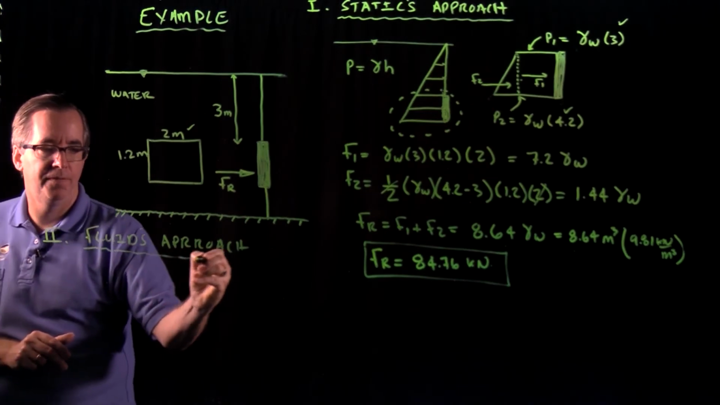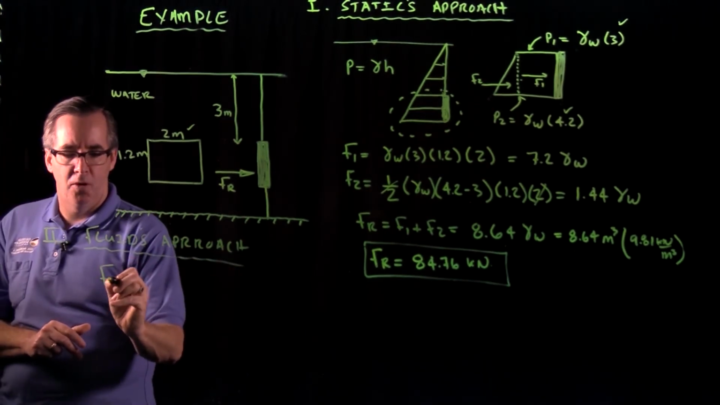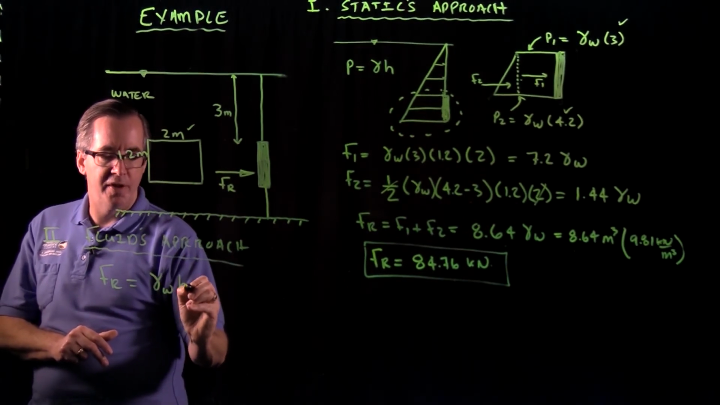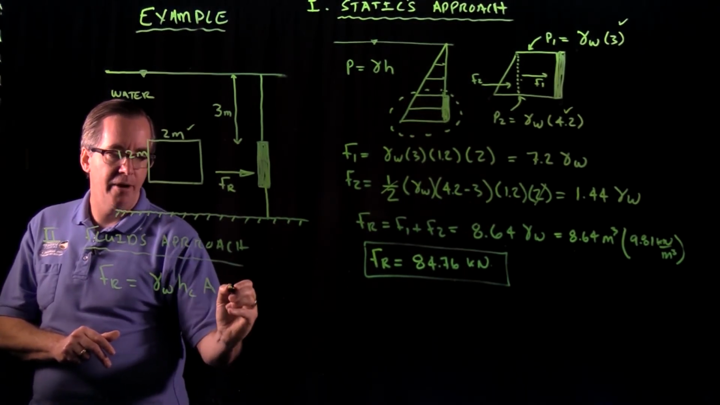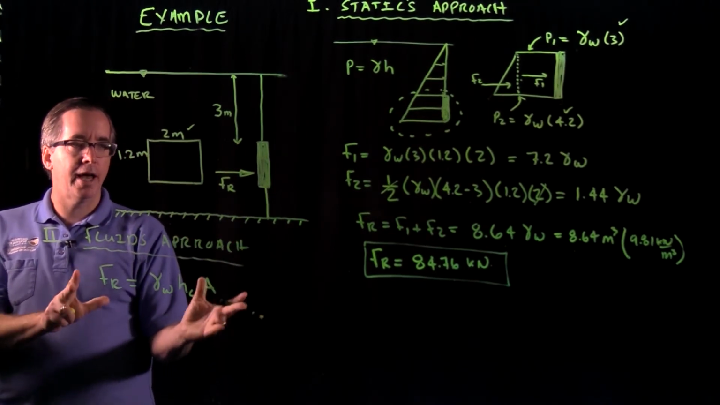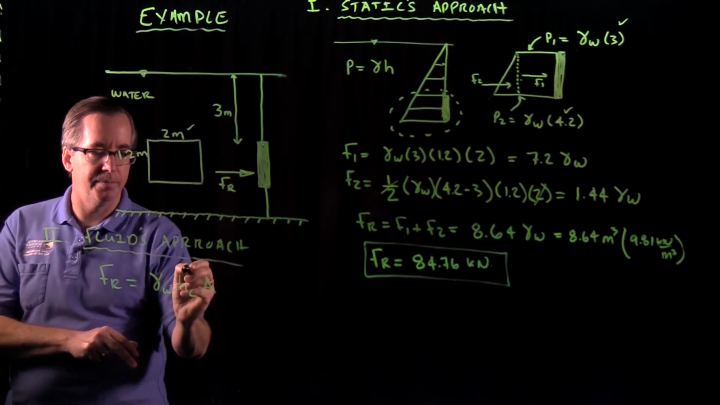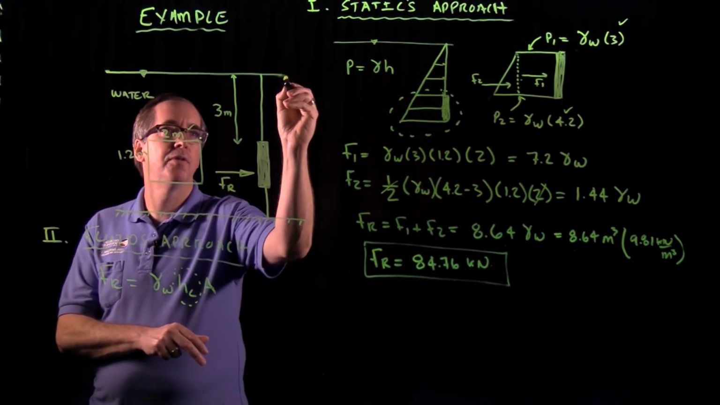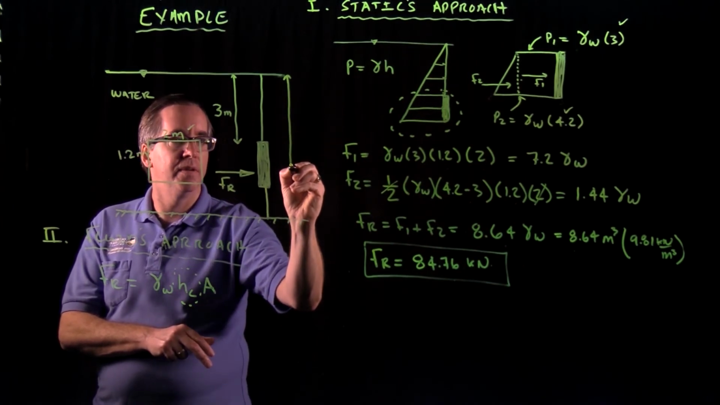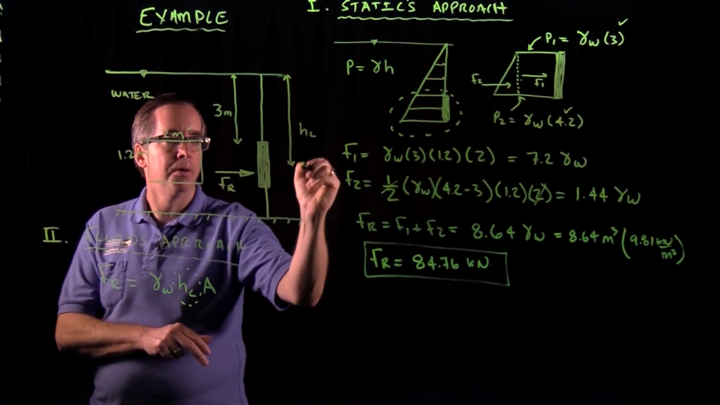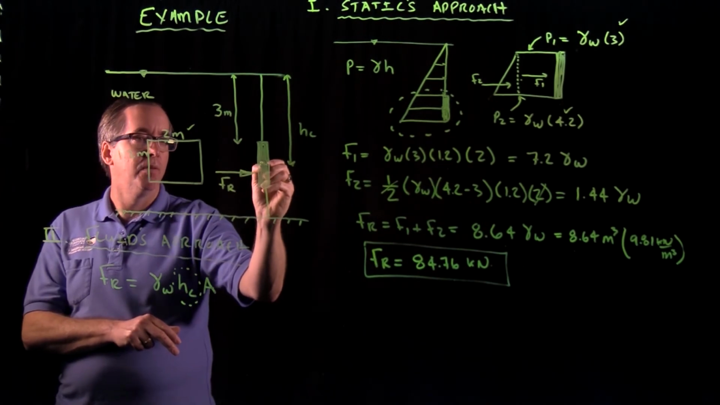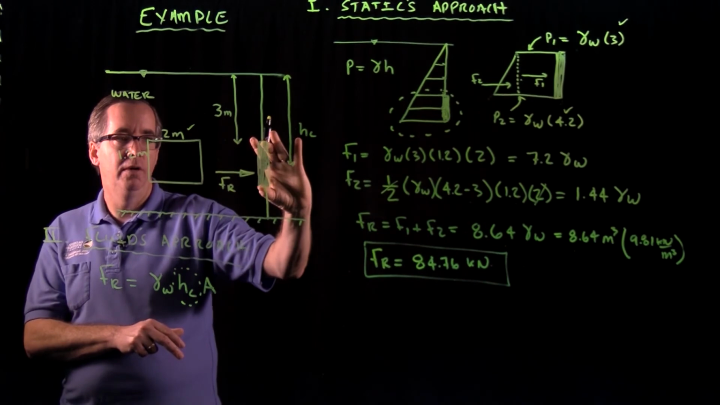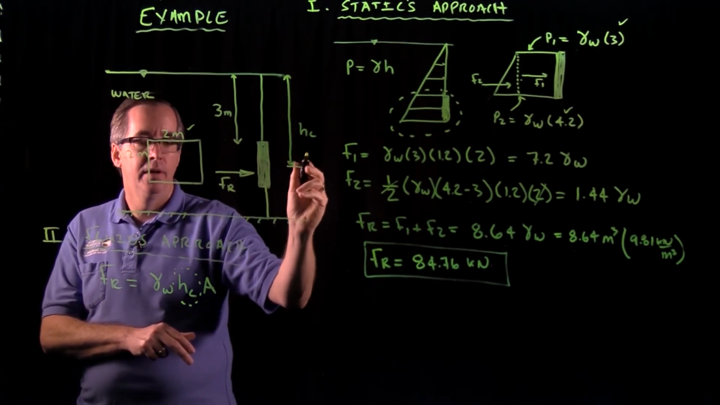With the fluids approach, it's a formula that says the resultant force is the gamma of the water times the depth of the centroid times the area of the plate. The only calculation involved in this one that can be a little complex at times is calculating the depth of the centroid. The depth of the centroid is this dimension right here. Literally, we're thinking of a rectangle here that's 1.2 meters tall, and we want to get to the depth of that.